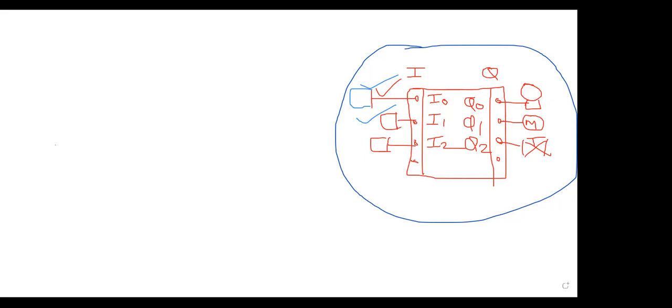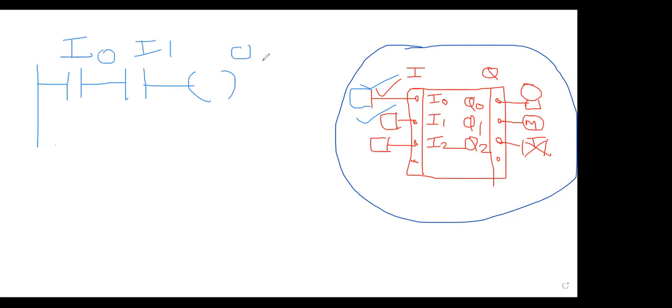Okay, done. So many people have made this. Very good. So this is simple. We have to do series connection, correct? We have to do here series connection. So it would be like this. It would be series connection. So I0, I1, and Q0. Done. Very good.